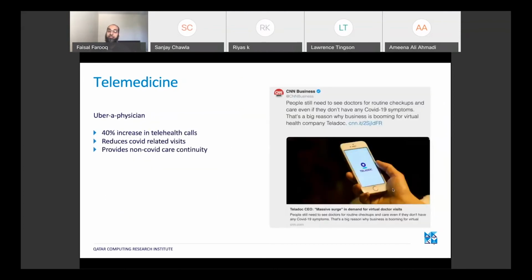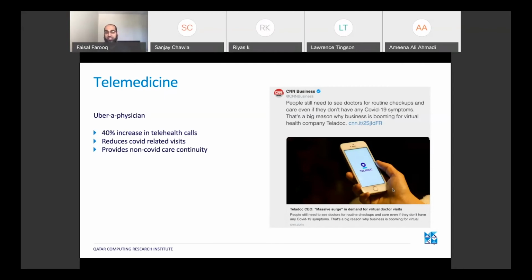To go with that, there is the concept of telemedicine. Again, this is a company, Teladoc, in the United States, just sort of an Uber of physicians, an AI-based app. This has seen a 40% increase over the last few weeks because of COVID-19. What this does is it not only provides care for people that are experiencing symptoms or want to ask about COVID-19, but also provides continuity of care for people in general, who may have a common flu or just broke their leg or something like that.